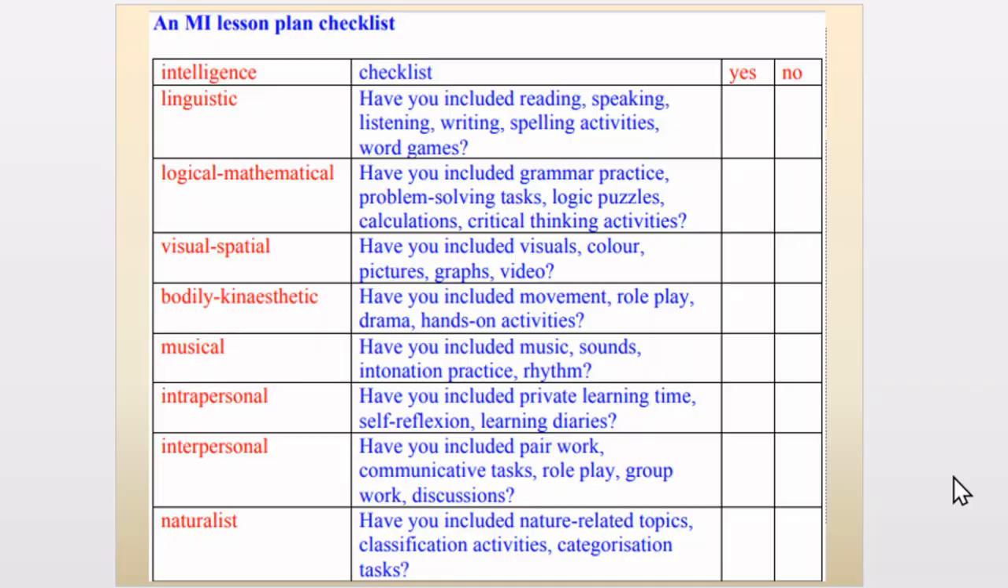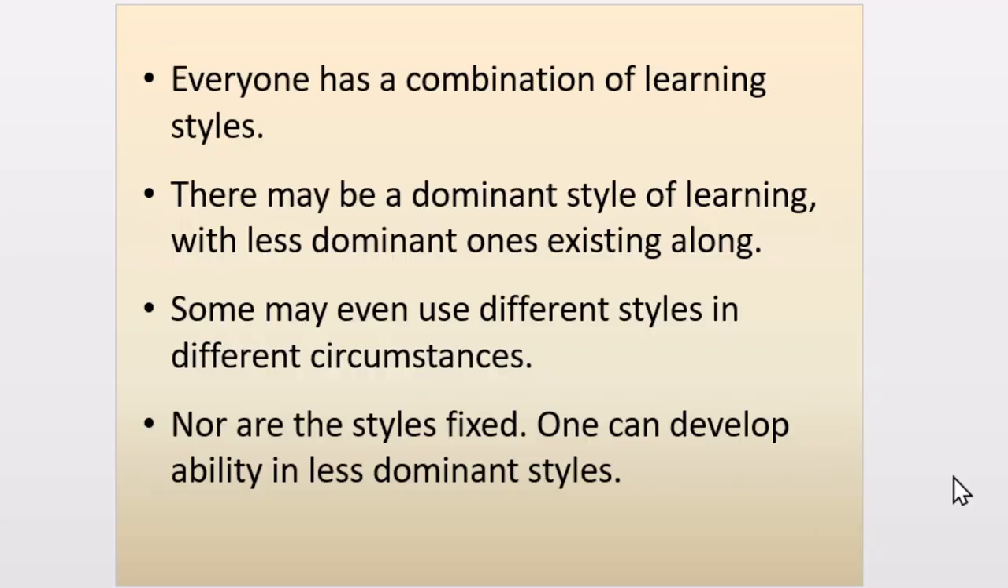Everyone has some particular learning styles, we have looked at that, and our classes need to be structured accordingly, but we should remember that everyone has a combination of learning styles. Let us not be under the impression that people have only one style. There may be a dominant style of learning with less dominant ones existing side by side. Some may use different styles in different circumstances even. So these are things we need to keep in mind. Nor are the styles fixed. One can develop ability in less dominant styles as well. If a person is low in interpersonal skills, he can always try and become better in that.